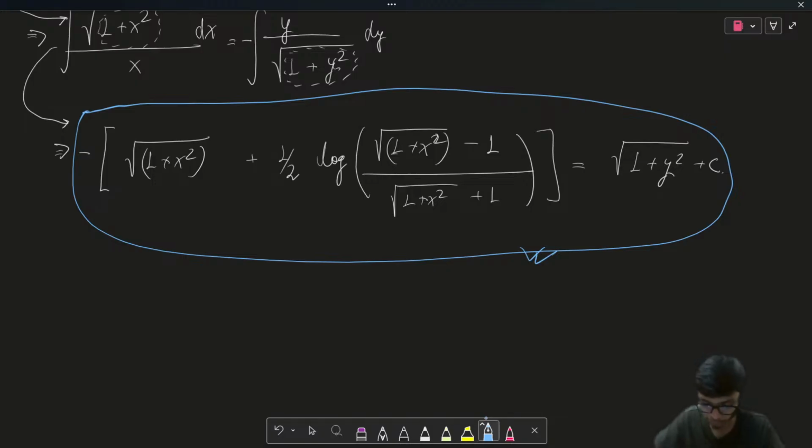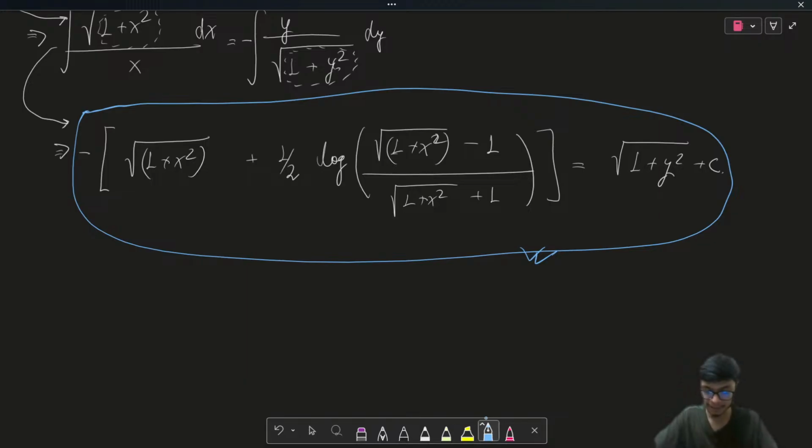Did anybody try to solve this question? Please let me know in the live chat. Is this part clear to all of you? Okay, since you're not replying, I think it is clear to all of you.